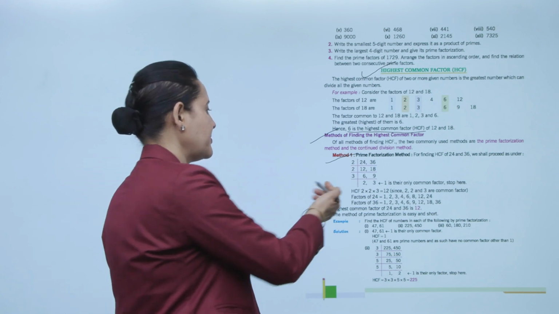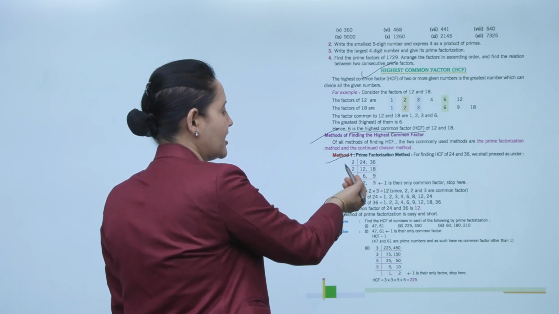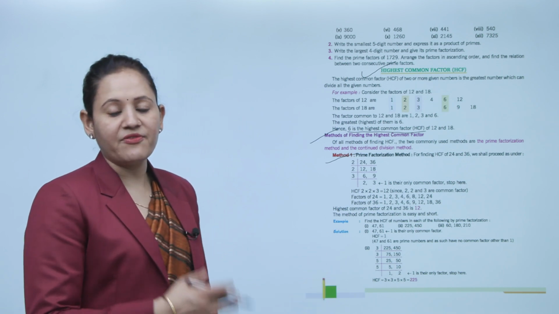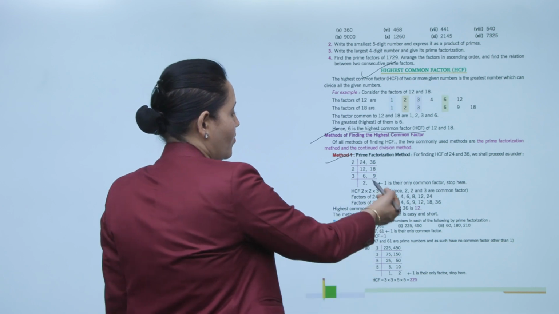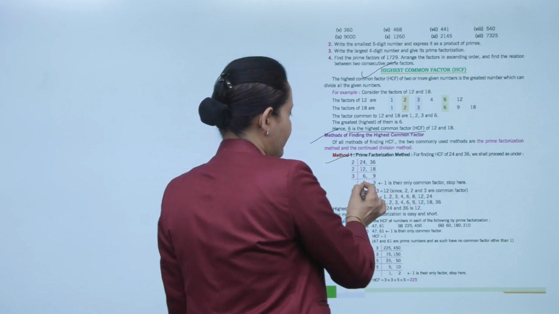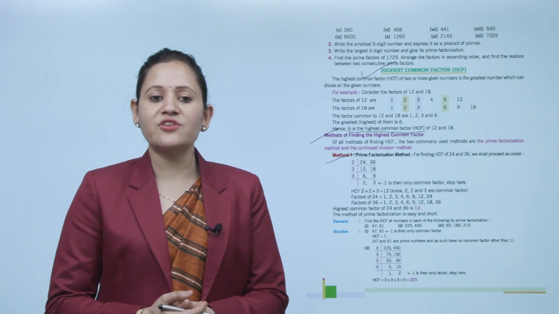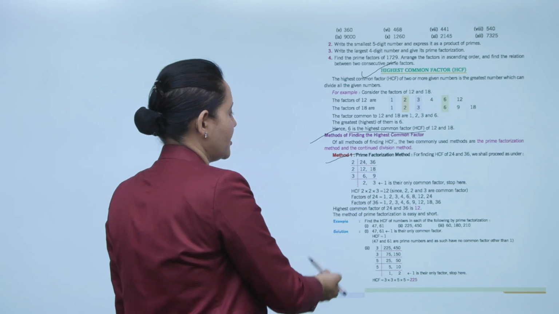So prime factorization method, we'll divide by 2 and we'll get 12 and 18. Again by 2, we get 6 and 9. Then we'll divide by 3. We'll get 2 and 3. 1 is their only common factor. And here 2 and 3 are prime numbers. So what will the HCF be? 2 into 2 into 3, 12.